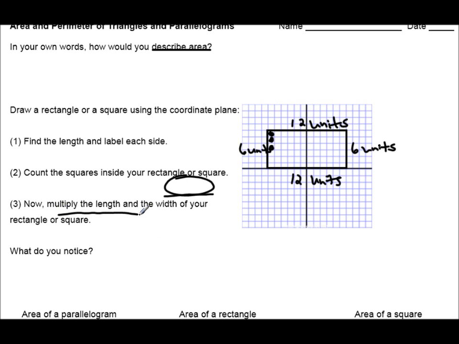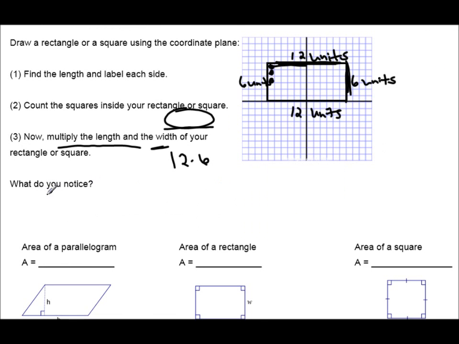Then I'd like for you to multiply the length, so it doesn't really matter which one you call length, and the width together of your rectangle or square. So for me, it would be 12 times 6. So what do you notice? Take a minute and reflect on what this means.